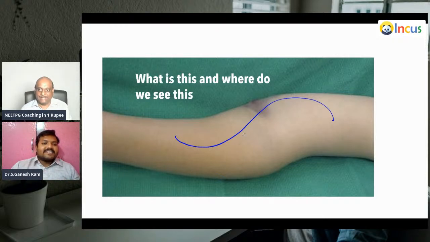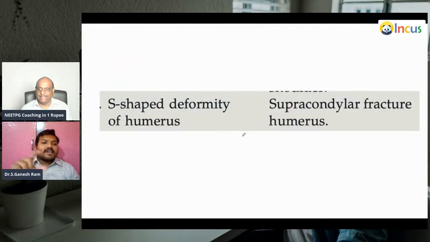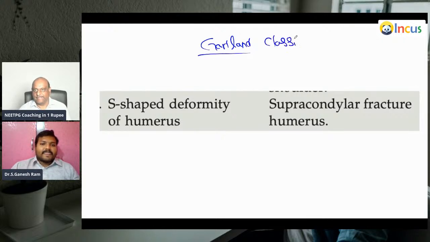That's so fine. The two types I said. So the classification is called Gartland classification. I've seen some MCQ questions regarding that. Gartland classification. Great. Just remember the name of the classification. That would be enough. Right.